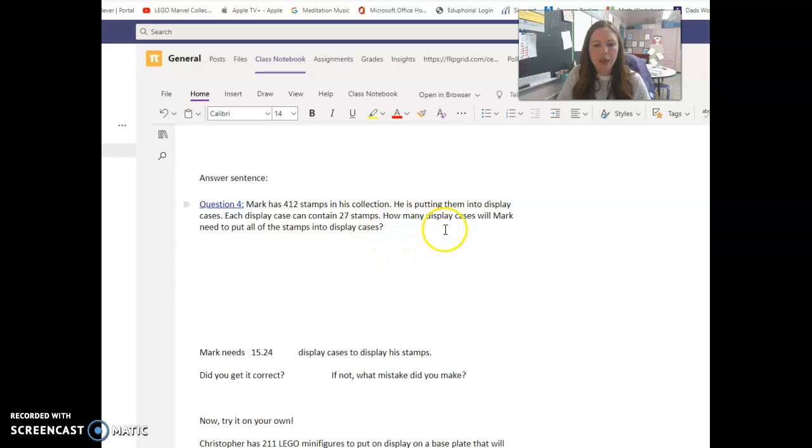Well, the question says, how many display cases will Mark need to put all of the stamps in a case? So if he needs 15 plus a little more, how many actual cases would he need to buy? If he only bought 15 cases, some of his stamps would not be in a case, would they? So it's reasonable to guess that Mark needs 16 display cases so that all of his stamps have a place to be displayed.